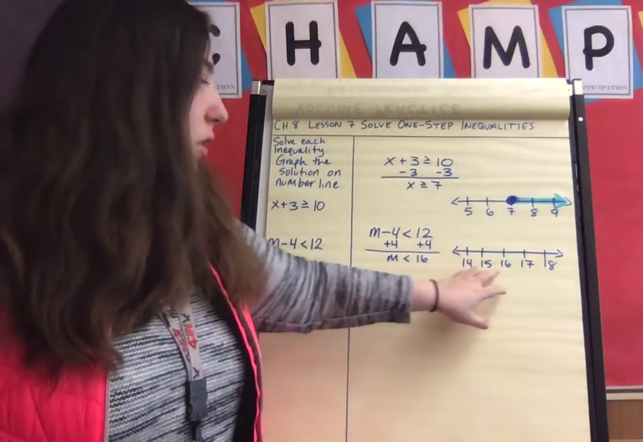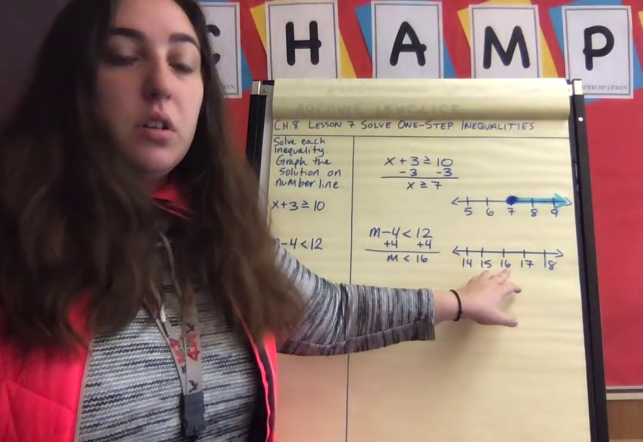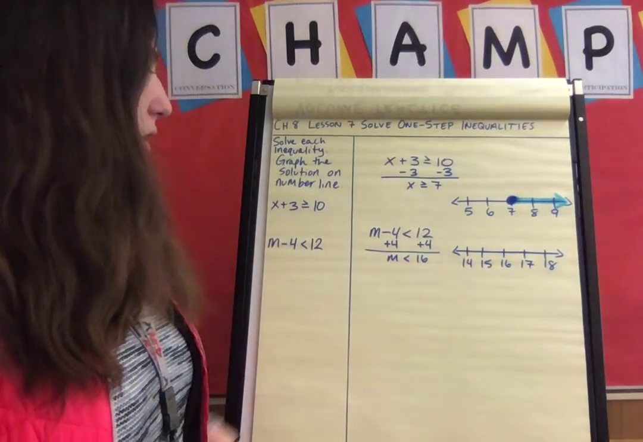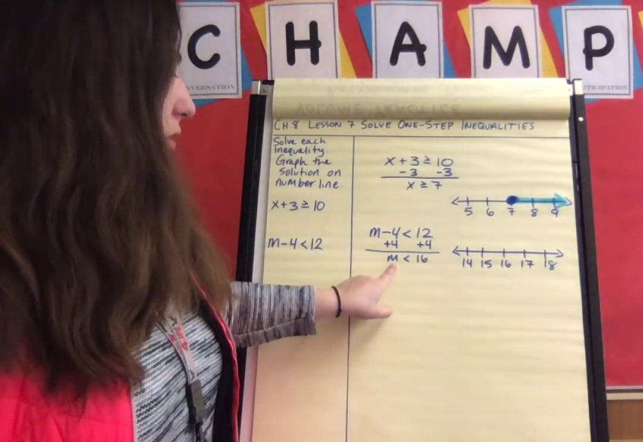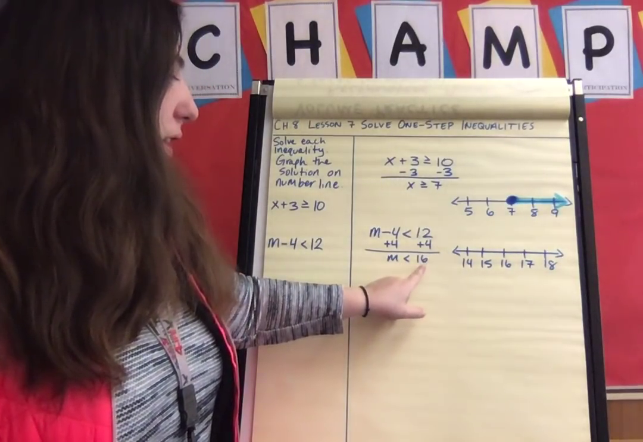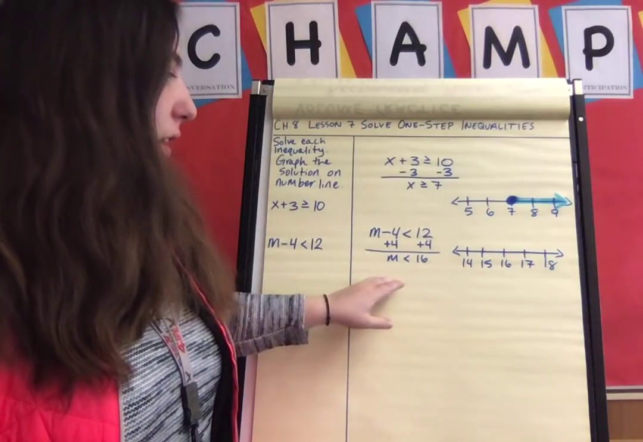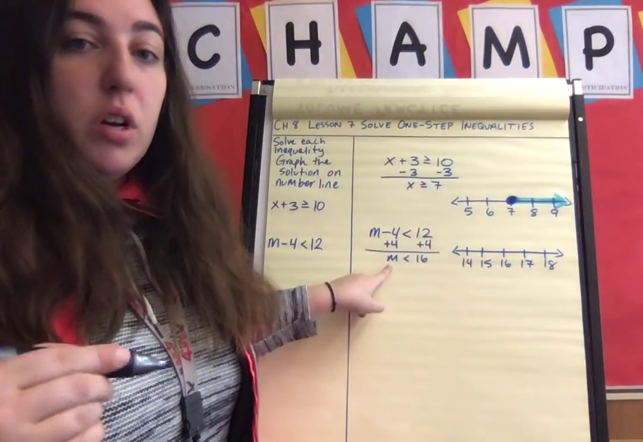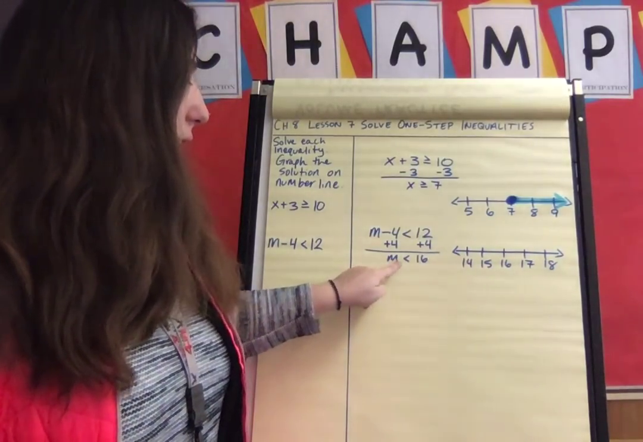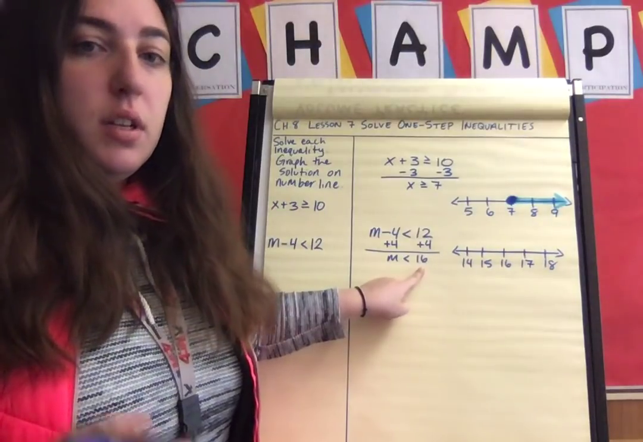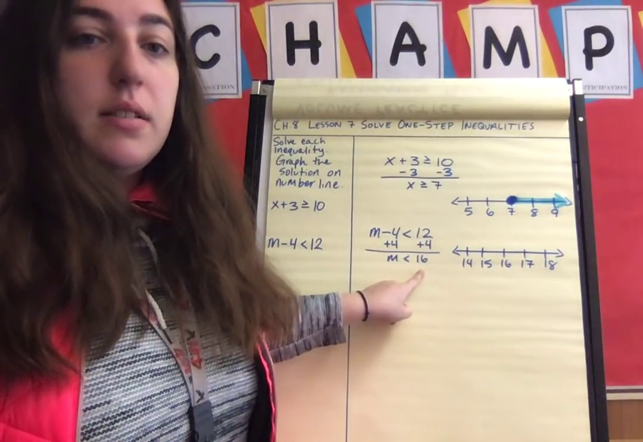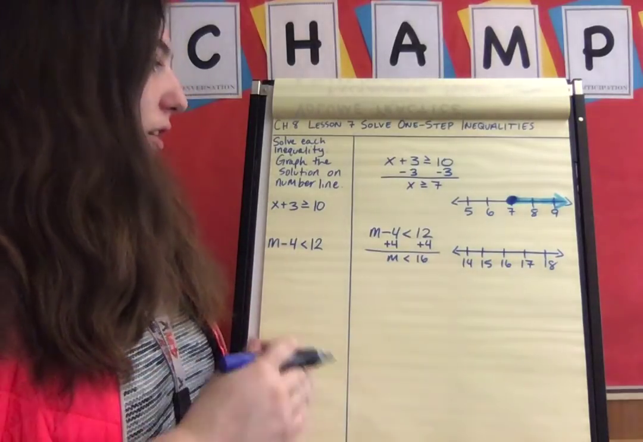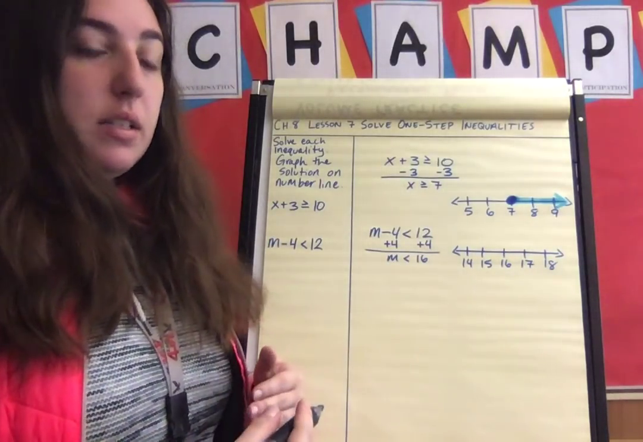Okay, now I'm going to look to see if I need an open circle or a closed point for 16. The answer is less than 16. So I'm going to plug in 16 for m to see, do I need an open or a closed point? Is it true that 16 is less than 16? Probably not. They're equal, so it can't be less than itself.